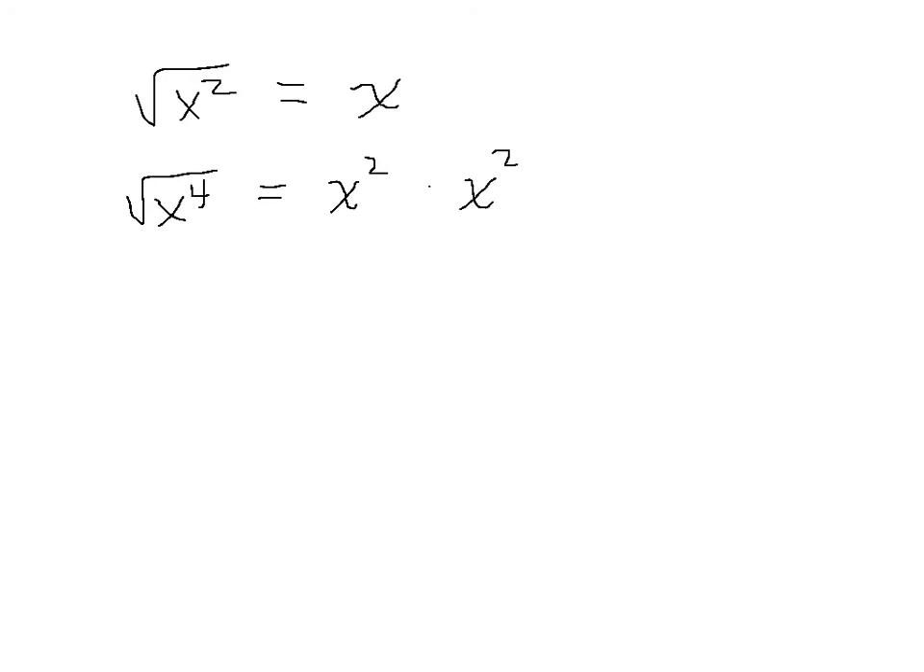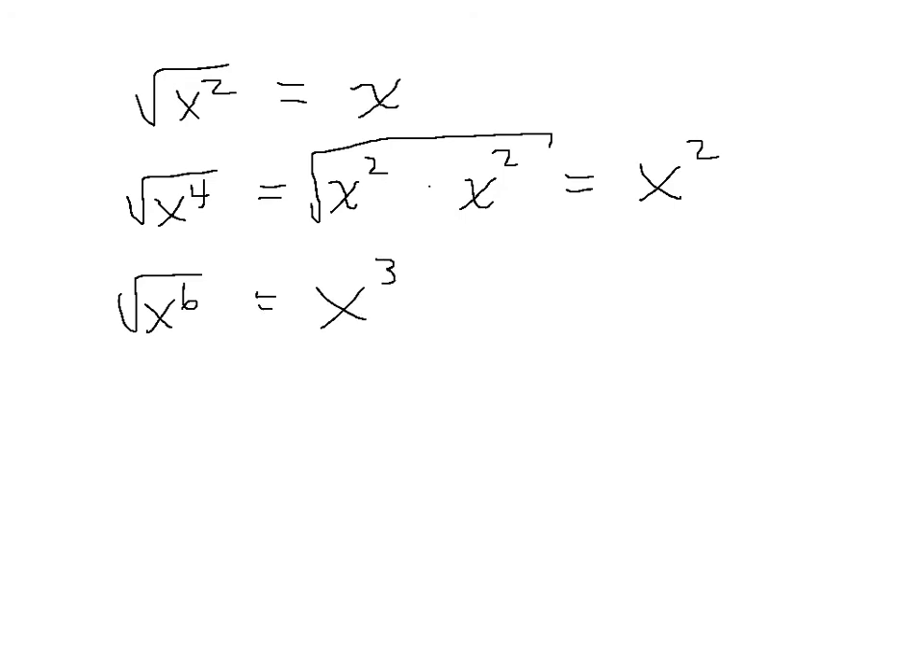Okay, now let's look at some things. Square root of x squared means what is it that you multiply by itself to get x squared? Okay, and that's going to be x. Square root of x to the fourth. What is it that I multiply by itself to get x to the fourth? X squared times x squared is equal to x to the fourth. And so this is simply going to be x squared. See the pattern? Square root of x to the sixth. That's going to be x cubed.